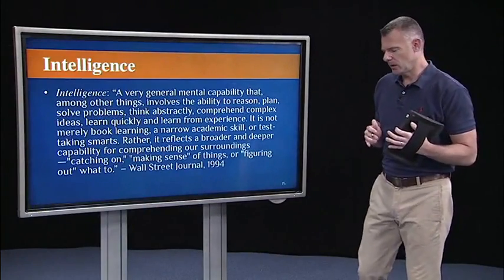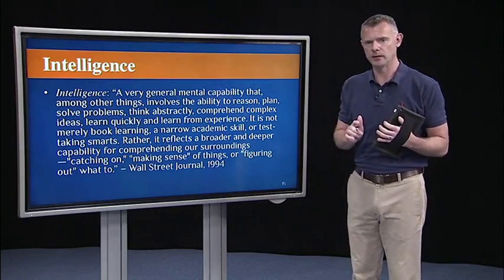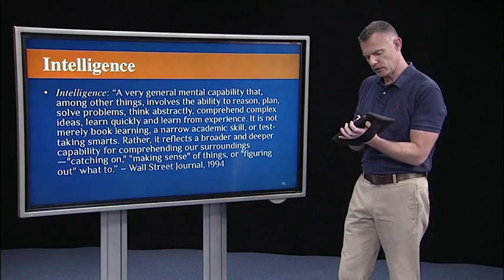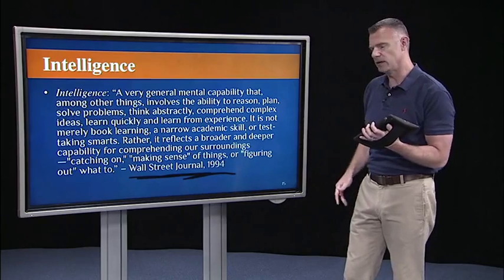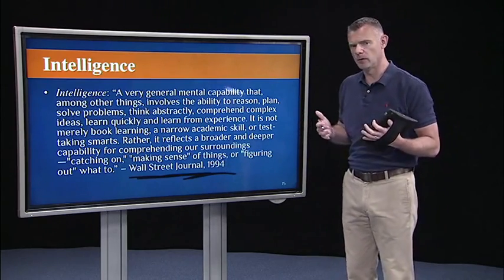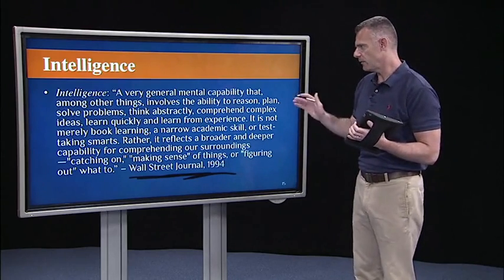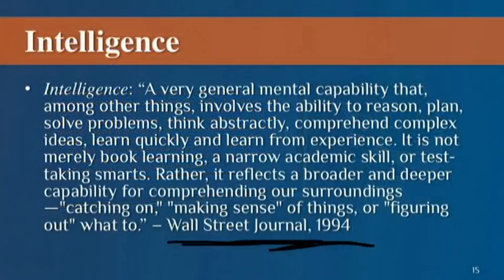So, what is intelligence? Intelligence is famously difficult to define, so I took a pretty popular definition from the Wall Street Journal back in 1994. This was an agreed upon definition from top researchers in the field at the time, and they defined intelligence as a very general mental capability that, among other things, involves the ability to reason, plan, solve problems, think abstractly, comprehend complex ideas, learn quickly, and learn from experience. It is not merely book learning, a narrow academic skill, or test-taking smarts. Rather, it reflects a broader and deeper capability for comprehending our surroundings. It's catching on, making sense of things, or figuring out what to do.